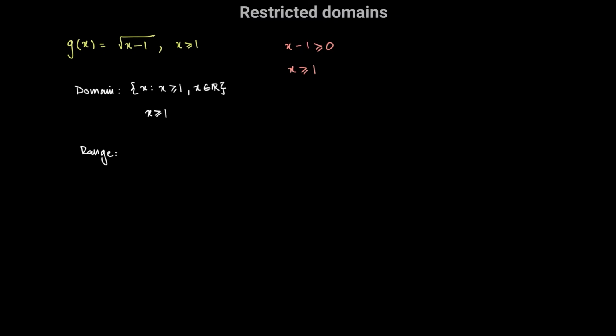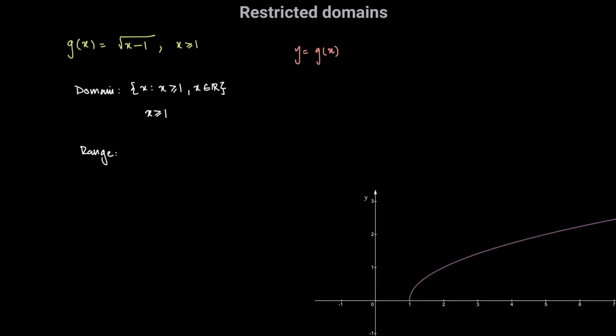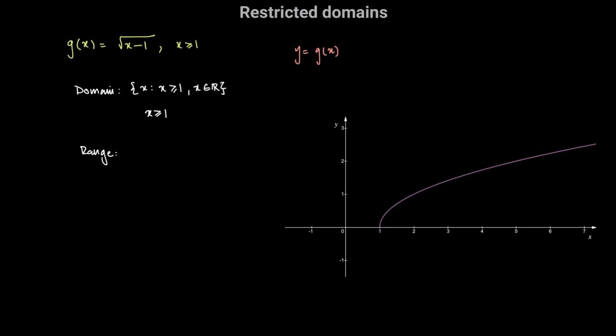The range is the set of outputs given by a function. So here, let's say that y is equal to g of x. Let's look at the graph for y is equal to g of x. In other words, let's look at the graph for y is equal to the square root of x minus 1. So here's the graph for y is equal to the square root of x minus 1.